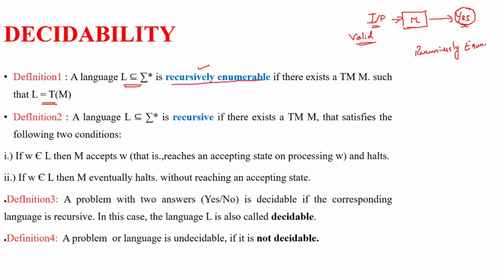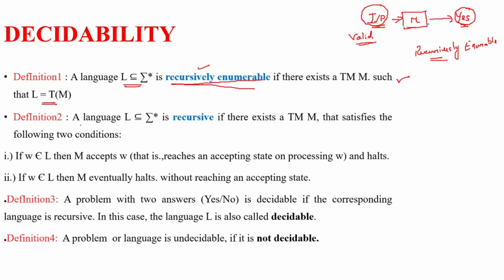Now there is a question: what about an invalid string? What if I give invalid input to the machine? We don't have any definition here, right? So what can happen with respect to invalid input? There is a possibility that it may say the string is accepted, or that it may say the string is rejected, or that the Turing machine may not halt at all, right? Such a machine is called recursively enumerable, which focuses only on the valid input based on the definition of the language.